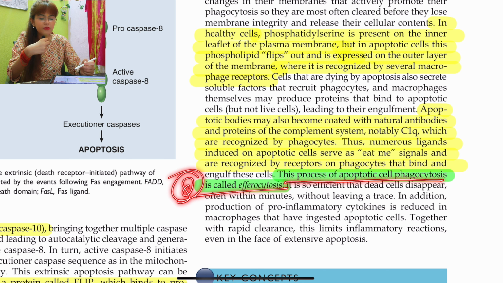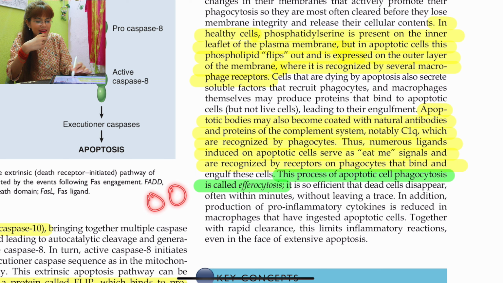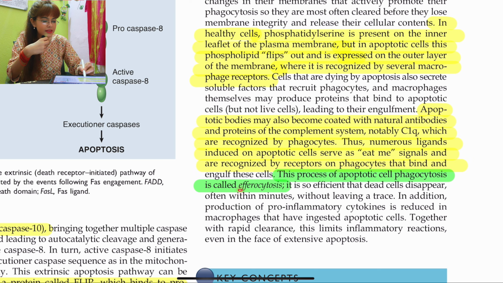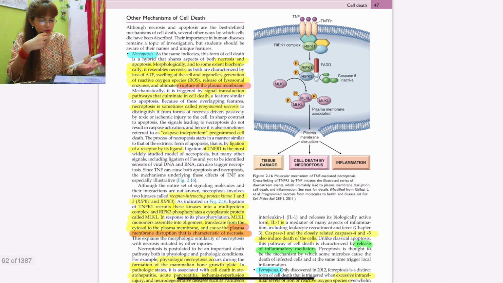What is efferocytosis? What is efferocytosis? The process of apoptotic cell phagocytosis is called efferocytosis. So these apoptotic bodies are ultimately getting phagocytosed, right? This process of phagocytosis of these apoptotic bodies is known as efferocytosis, a very important MCQ. I hope that I'm able to explain all these points to you.